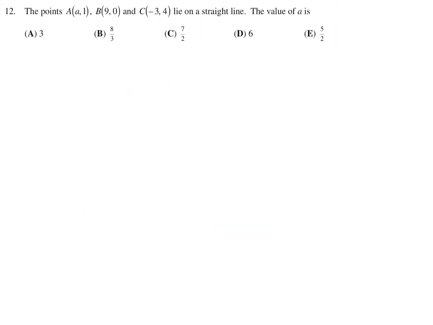Points A, B, and C lie on a straight line. The value of A is. So any line is of the form y equals mx plus b. That would be the equation of any line. And then we've got 3 points, A, 1, 9, 0, and minus 3, 4. So we can just substitute these in and get everything we need, basically.